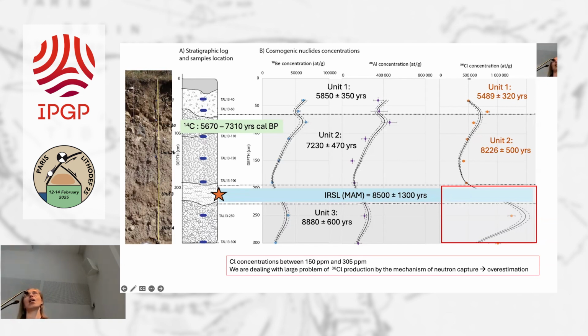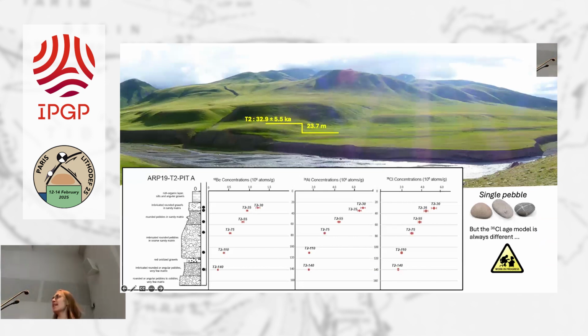The OSL age is going very well with the profile, as well as the 14C dating. It means that the Talas fault is slipping about 2 to 6 millimeters per year. This is at the termination of the Talas-Fergana fault. I think it's one of the best places I went.